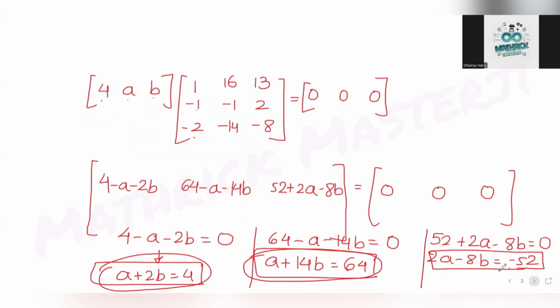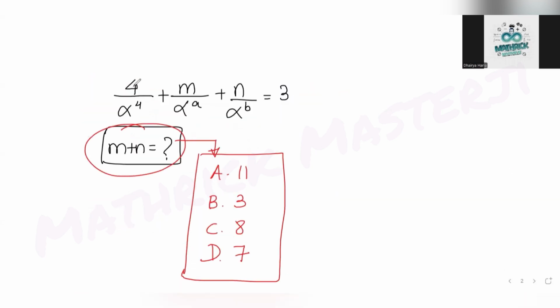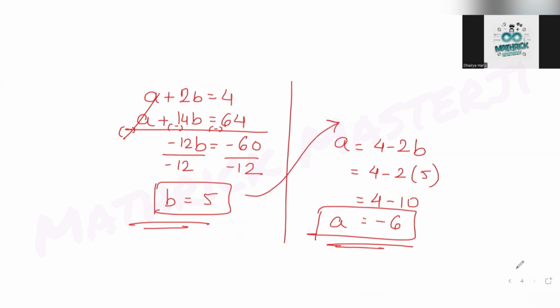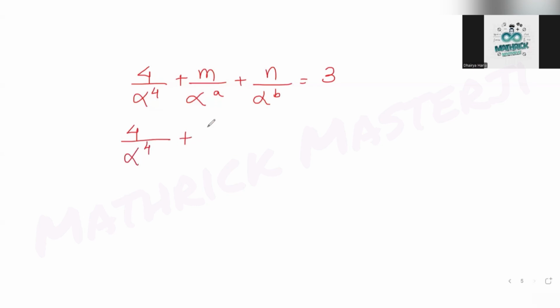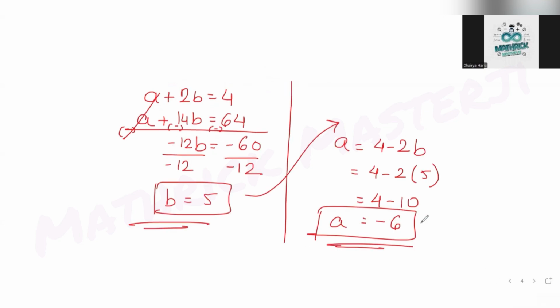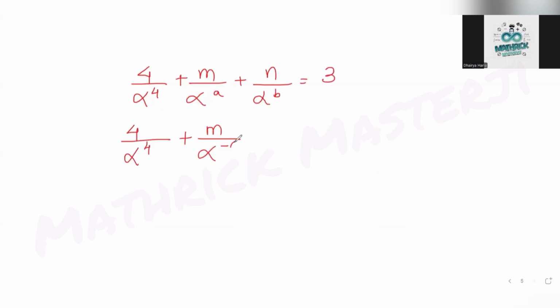So the equation now given to us becomes 4 over alpha raised to 4 plus m over alpha raised to a plus n over alpha raised to b equals 3. Let's write that: 4 over alpha raised to 4, m over alpha raised to a, and n over alpha raised to b equals 3. So from here, what do I get? 4 over alpha raised to 4, m over alpha raised to a, and a in this case we know is minus 6, and n over alpha raised to b.